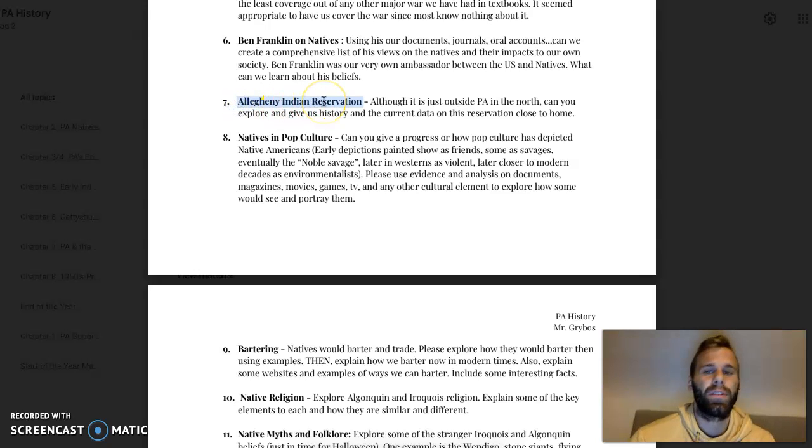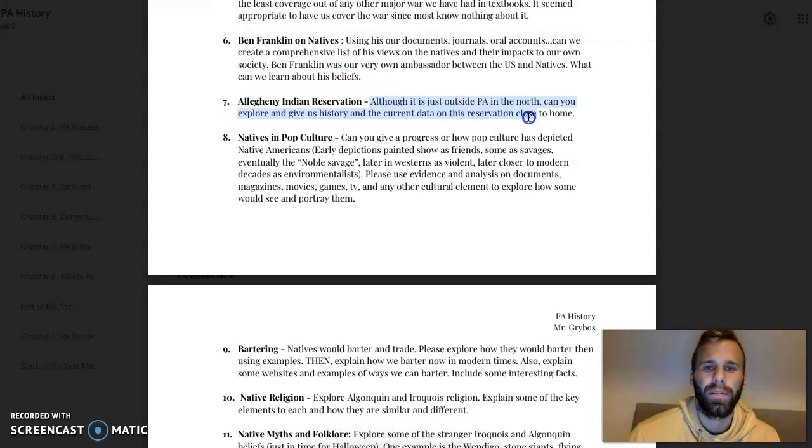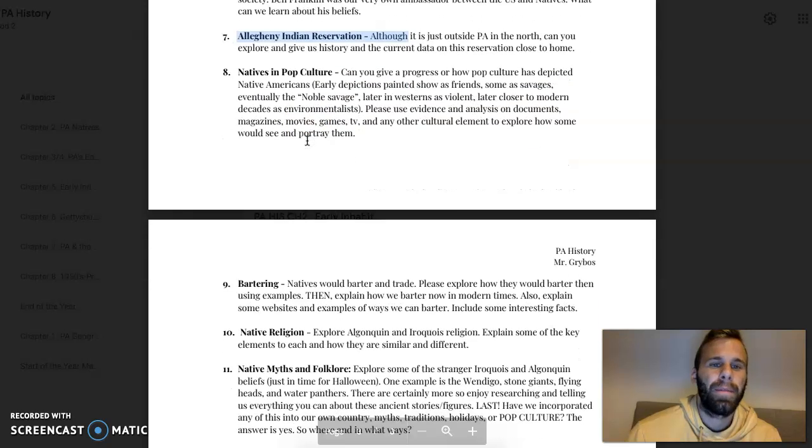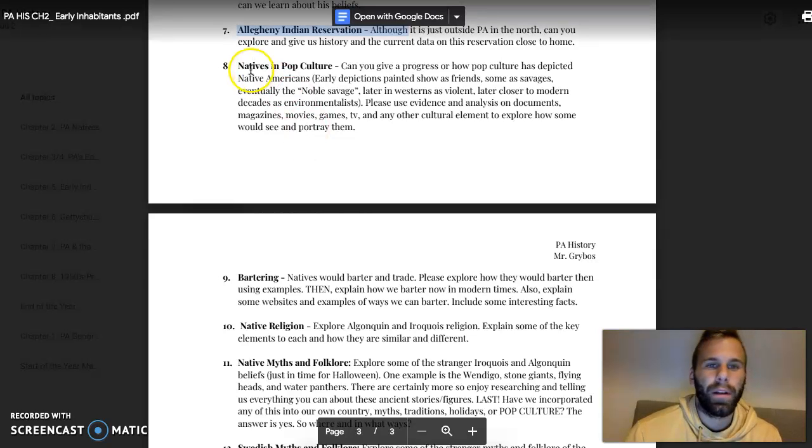Allegheny Indian Reservation. So this is just right outside of PA, at our Pennsylvania's tip. And this would be the reservation. We did watch a video on one in the Dakotas, the Sioux, the Lakota tribe. So tell me more about the Allegheny Indian Reservation. That's just north of us. Statistics: are they doing better off? Is their life expectancy higher than 42 years old? How are their school dropout rates? How's unemployment, and so on.